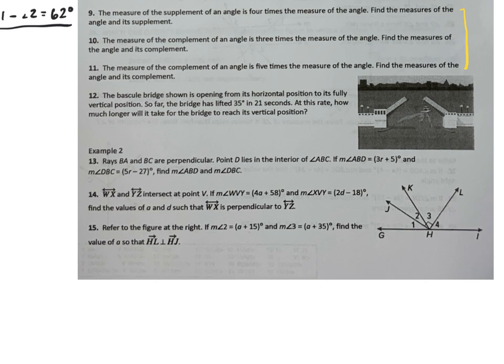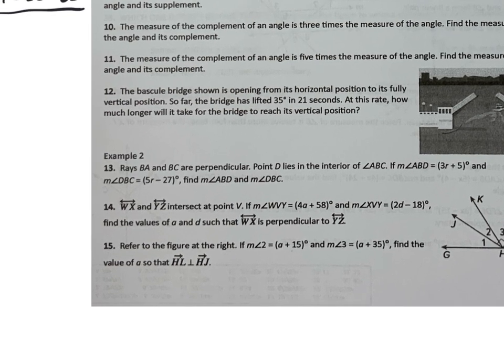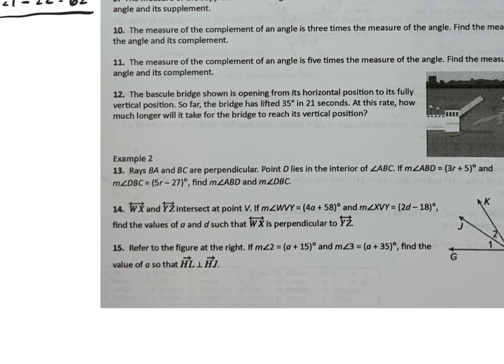And let's see, we'll say here, reading, rays BA and BC are perpendicular. Point D lies on the interior of angle ABC, and if the measure of ABD is 3r plus 5 degrees, and the measure of DBC is 5r minus 27 degrees, find ABD and DBC. Sounds like a lot of ABCs, yeah, you know me.